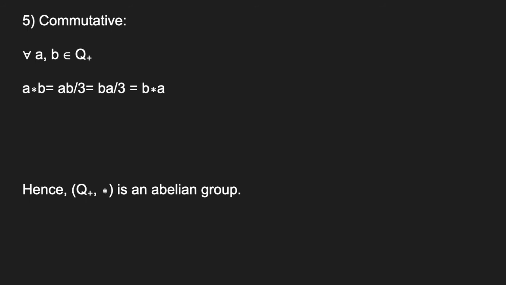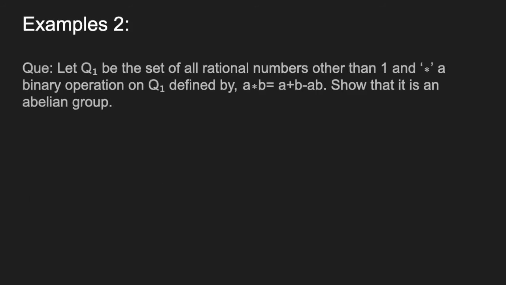Okay, now next example. Let Q1 be the set of all rational numbers other than 1, except 1, and star is a binary operation on Q1 defined as A star B equals A plus B minus AB. That means their addition minus their multiplication. Show that it is an abelian group. Now again we need to check those 5 conditions.